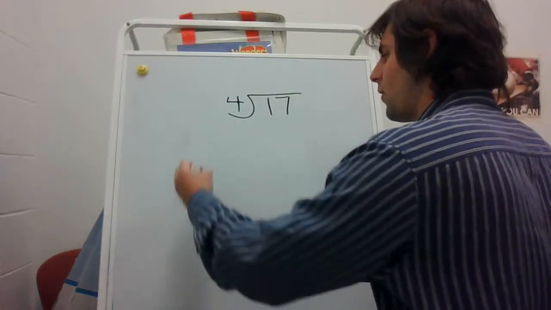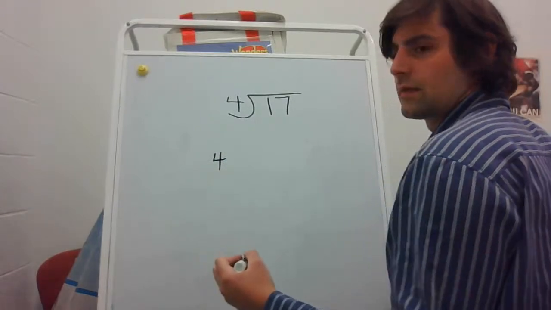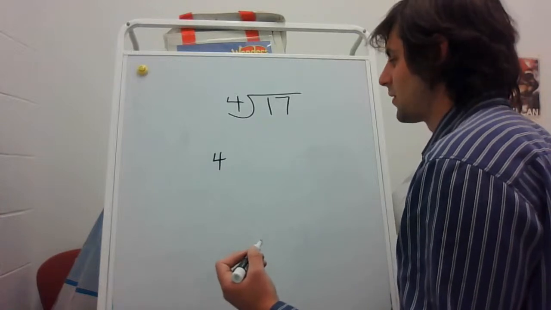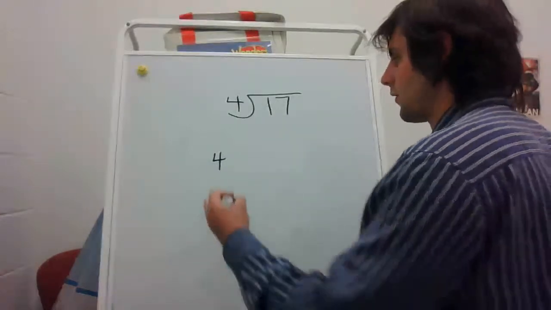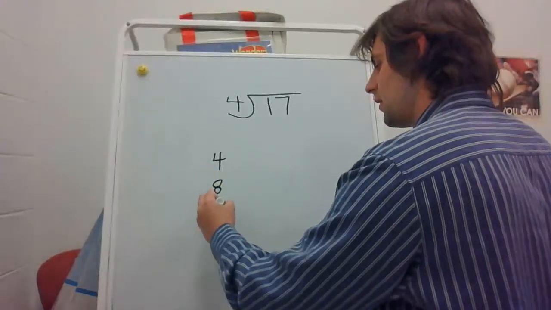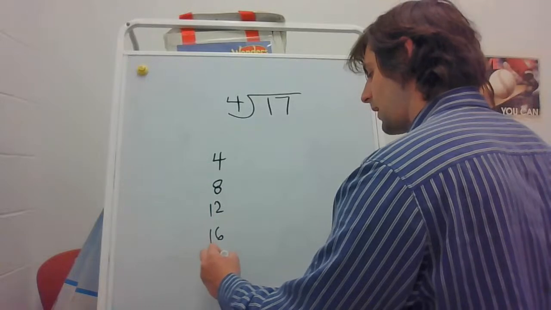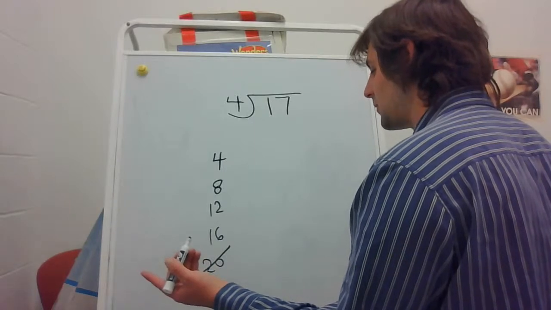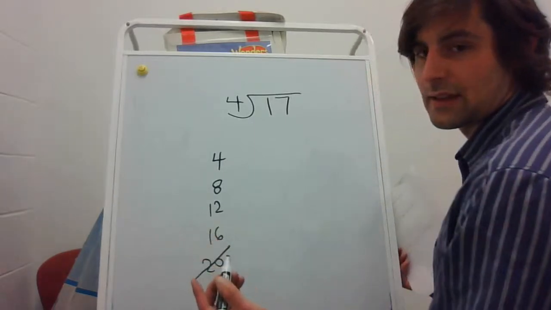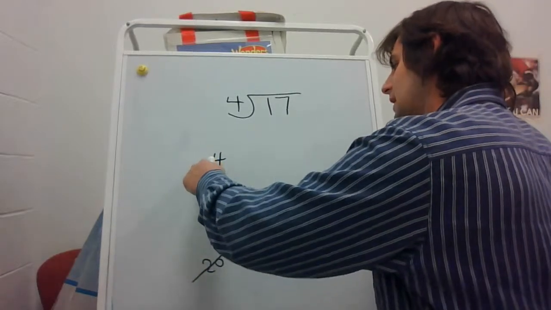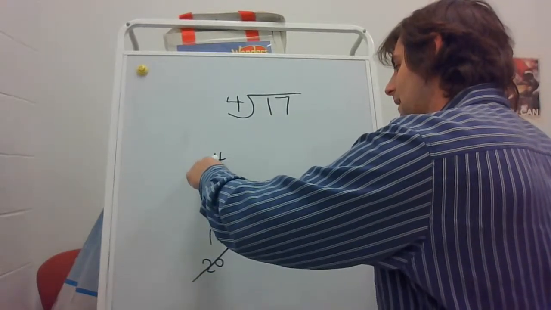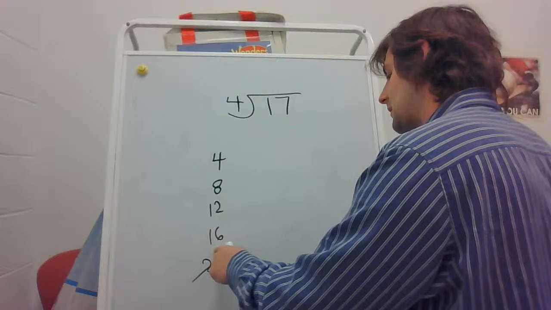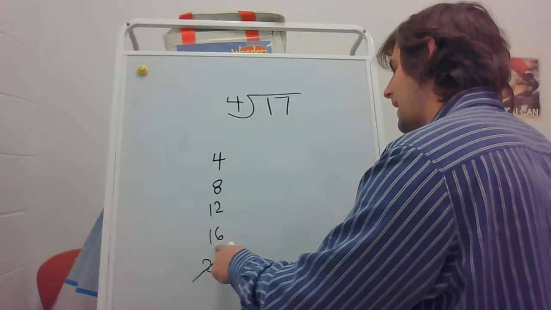So 17 divided by 4, I'm going to count by 4 until I get to the number 17, or as close as possible to the number 17. So 4, 8, 12, 16. See, 20 is too far. So I'm not going to count all the way to 20 because I'll have passed 17. You either want to skip count till you get to the number, or get as close to the number as possible. So I was able to skip count by 4 four times.